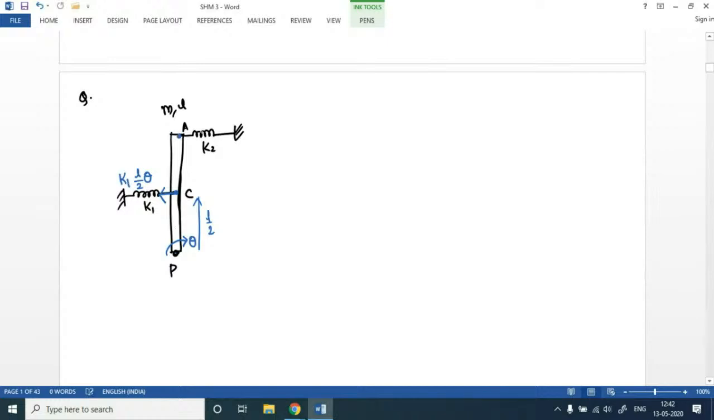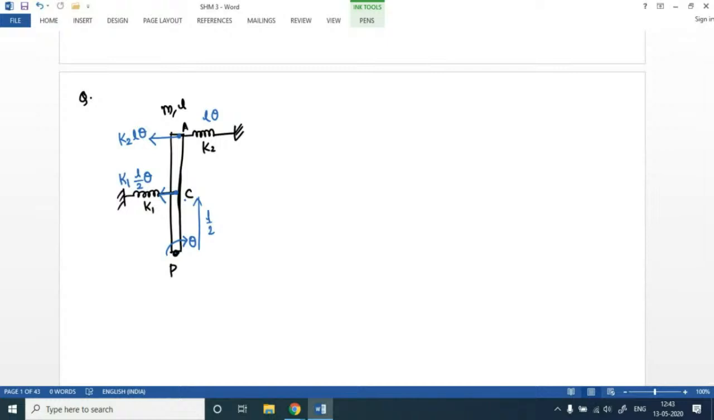point A will move rightward, approximately by L into theta. So this spring K2 will be compressed by L times theta over here. In that case, it will also exert a restoring force, and that will be equal to K2 times L theta. So that's the idea. When we have displaced it slightly, we can see that due to the presence of these two springs in the horizontal plane, we are getting restoring force, and these restoring forces will be producing restoring torque.